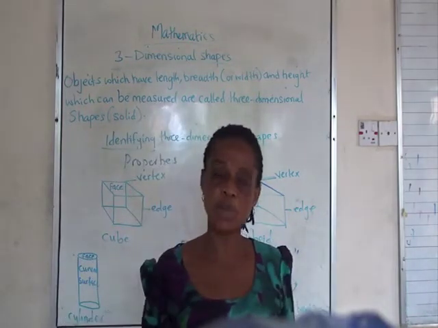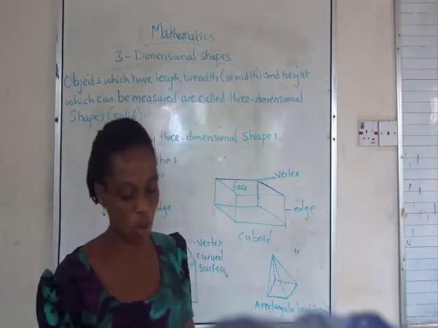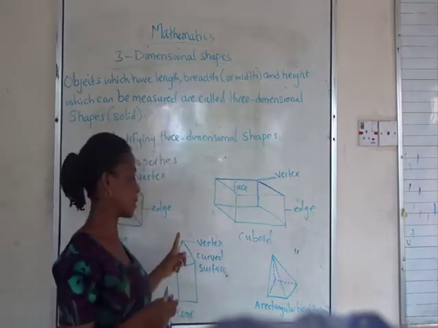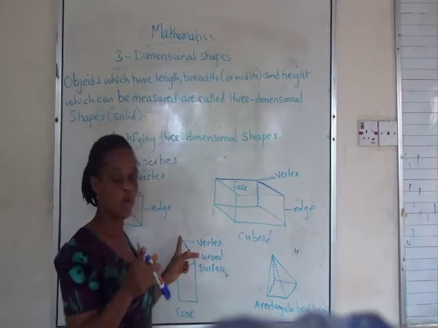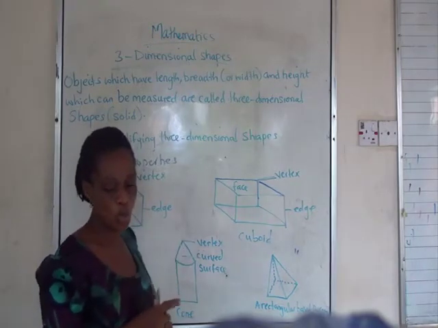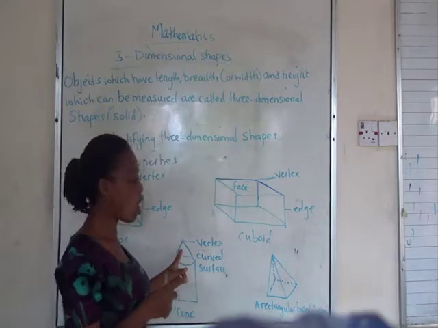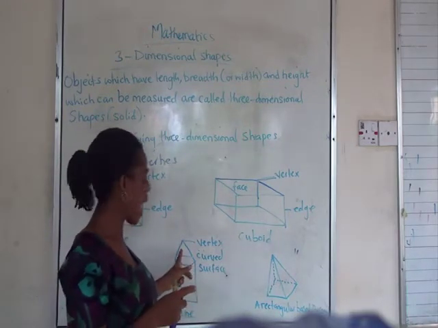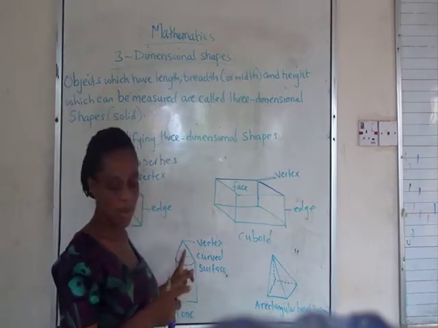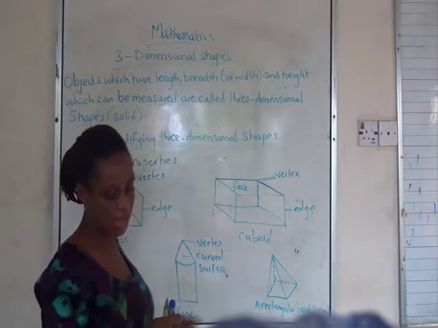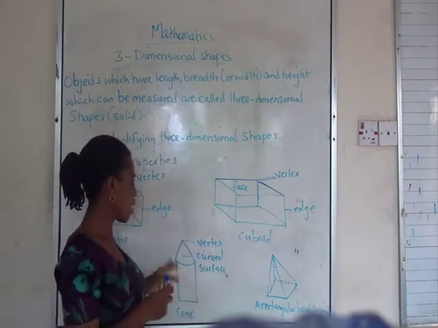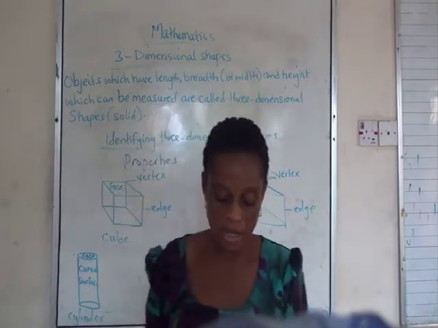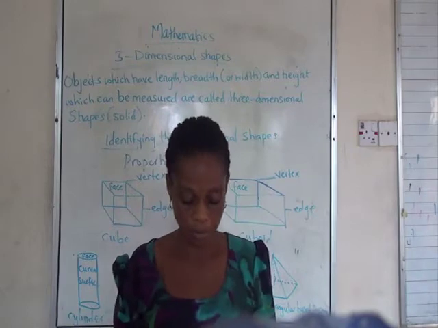We want to talk about the properties. What are the properties of a cone? One, it has only one vertex. That is one of the properties. Two, it has one curved surface. Three, it has one circular flat face, and it has a circular edge. Those are the properties of a cone.